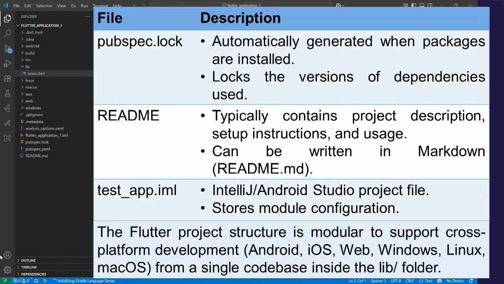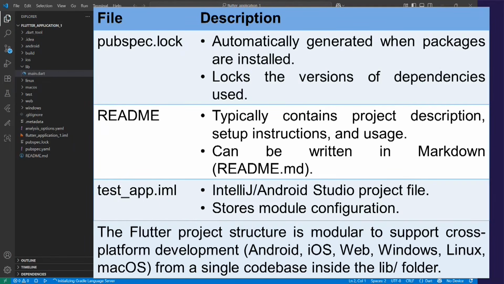You can see it in the project structure here. It typically contains project description, setup instructions and usage, and it can be written in markdown as a README.md file. And there is a test_app.iml file, which is an IntelliJ or Android Studio project file, and it stores module configuration.